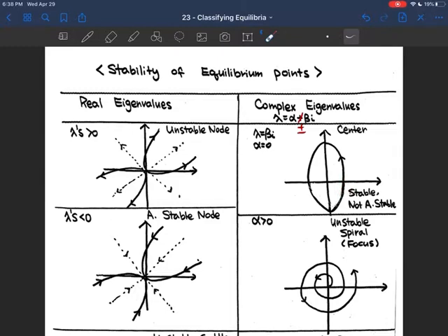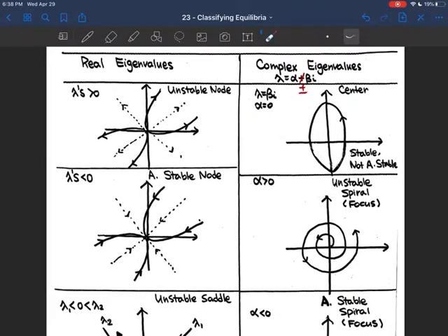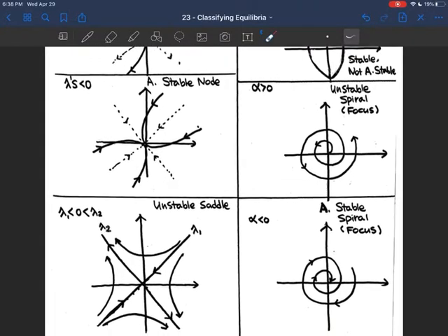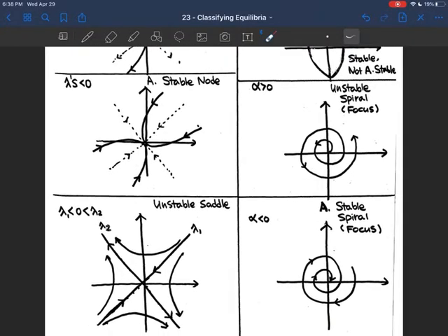We have alpha equals 0. So in the center situation, we have solutions that rotate around the equilibrium at 0, but they don't get any closer. They form closed loops around, right? And that's because they lack that exponential part that would make the magnitude of things either larger or smaller. So we get what's called a center. And the center will be stable, but not asymptotically stable.